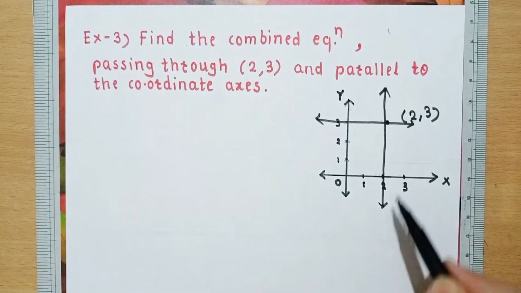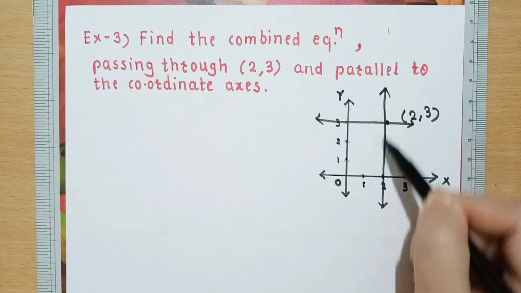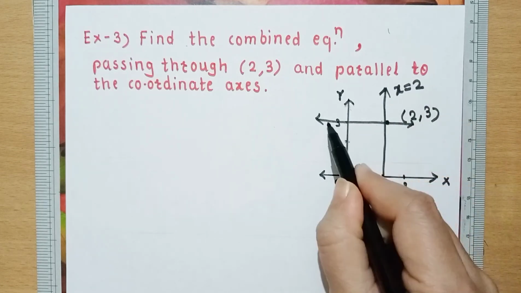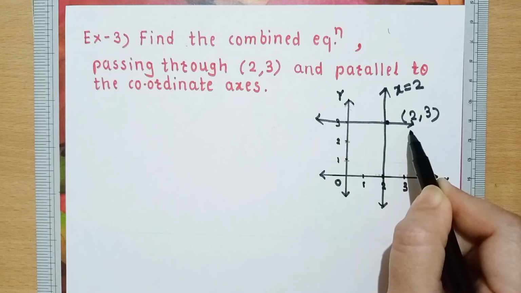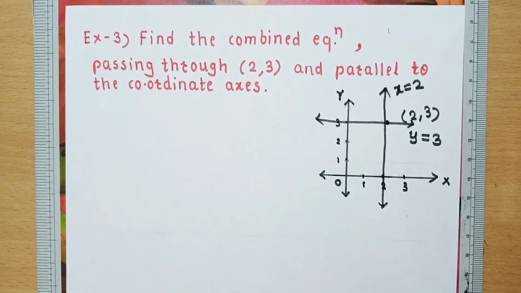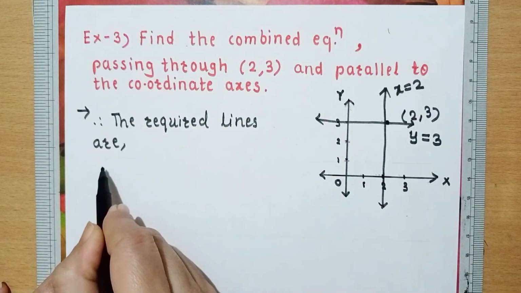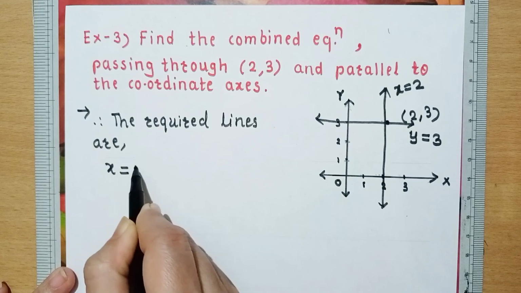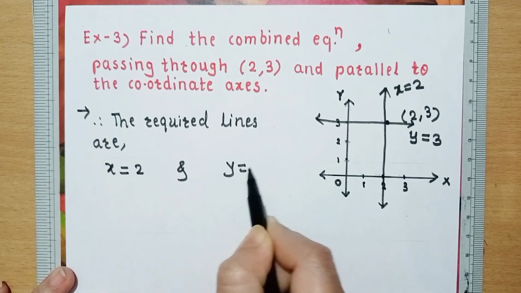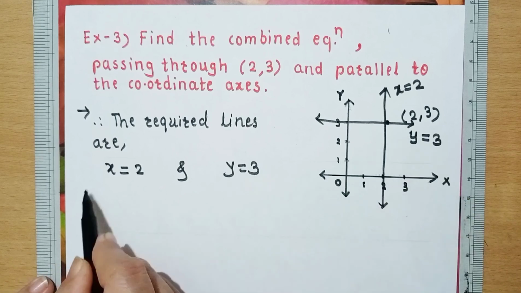So we can understand the equation of this line passing through 2 is x is equal to 2, and the equation of this line which is passing through 3 is y is equal to 3. So we will write here, therefore the required lines are x is equal to 2 and y is equal to 3. This is our second line.